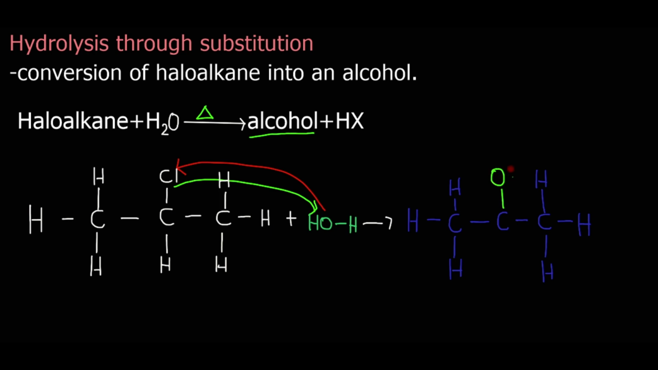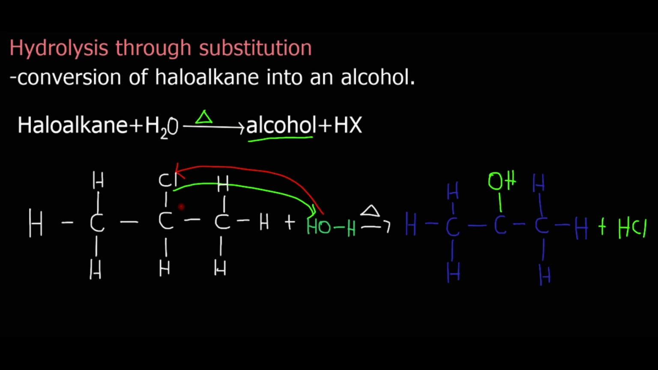This OH will stay here, and then this chloride will stay with this H, and then we will have HCl as our side product. And then always don't forget to write the reaction condition, and so that is how we convert the haloalkane into alcohol. I think this one is straightforward because there are no rules, it's just the substitution, you just exchange the halogen with OH, and then we create the product.